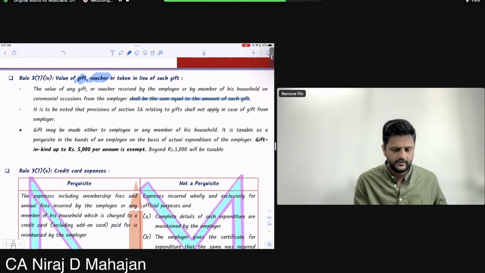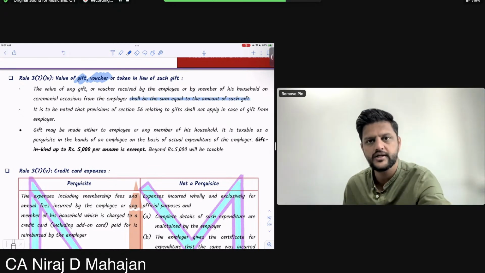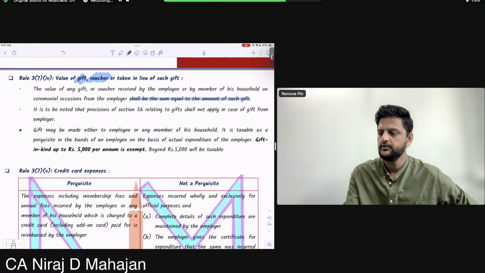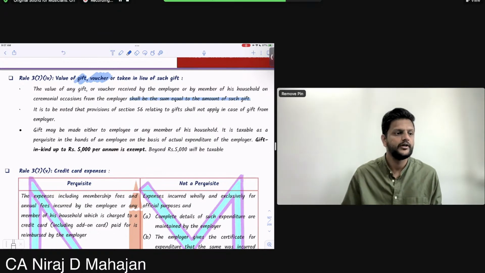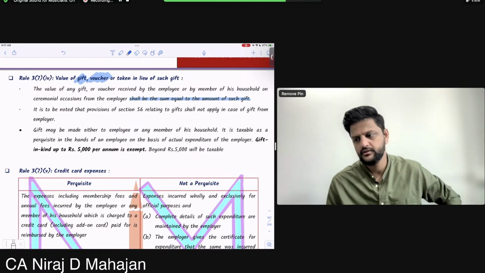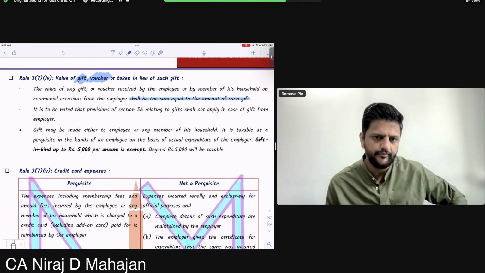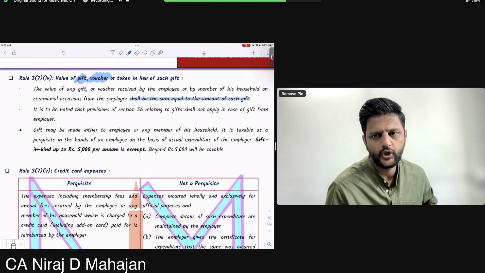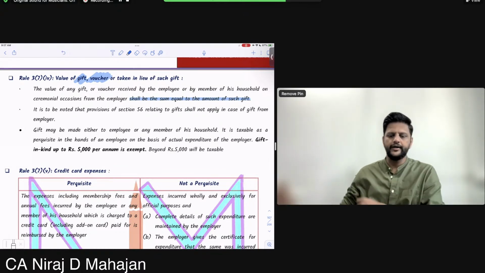Basically, gift received is also an income. What did I say? Gift received is also an income, so gift is also taxable. Under which head of income? Income from other sources. But here the gift is received from the employer, because of the employer-employee relationship. Therefore, even a gift from the employer will be taxable in this chapter, the salaries chapter. Understood, all of you? Got it?